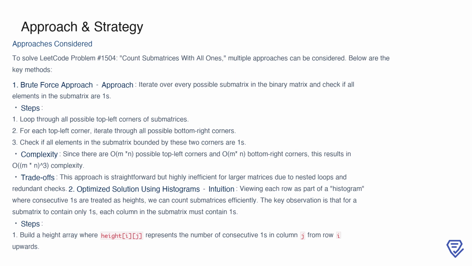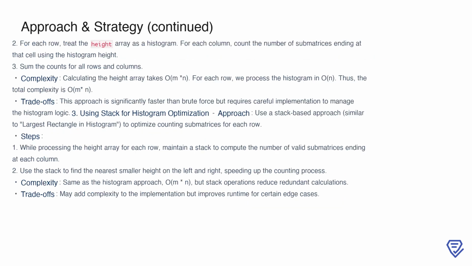The first step in this approach is to construct a height array that captures these consecutive ones for each column. Once the height array has been constructed, we use it row by row to count the number of valid submatrices ending at each cell. Treating the height array as a histogram, we iterate through each column and calculate the contribution of that column to the total count of submatrices. By summing up these contributions across all rows and columns, we achieve an efficient solution.